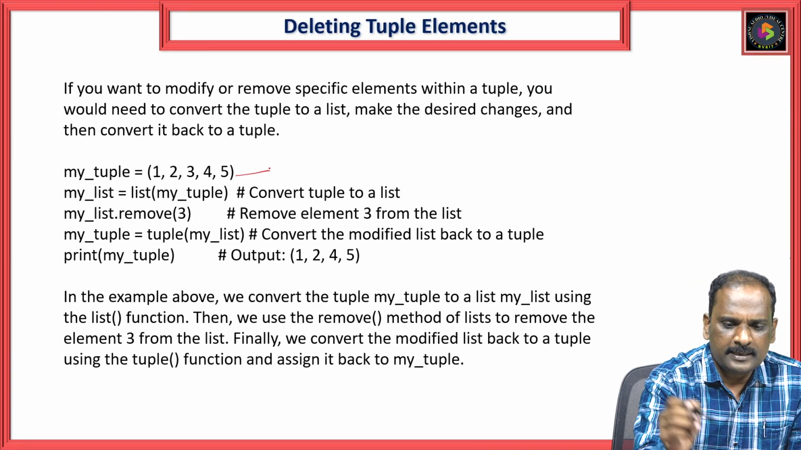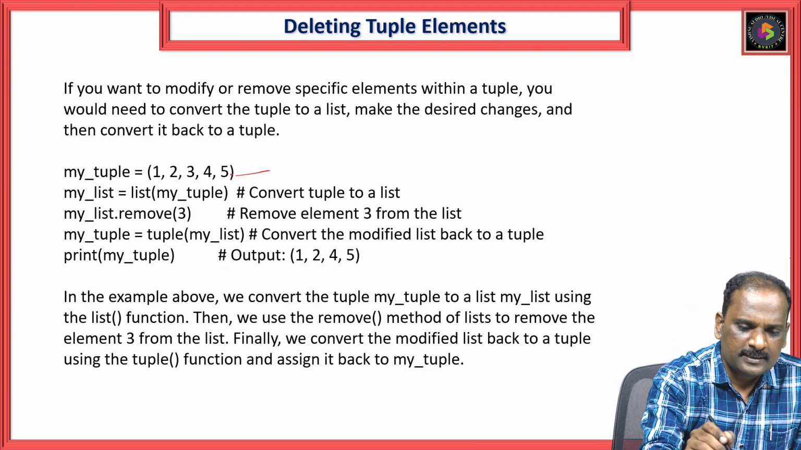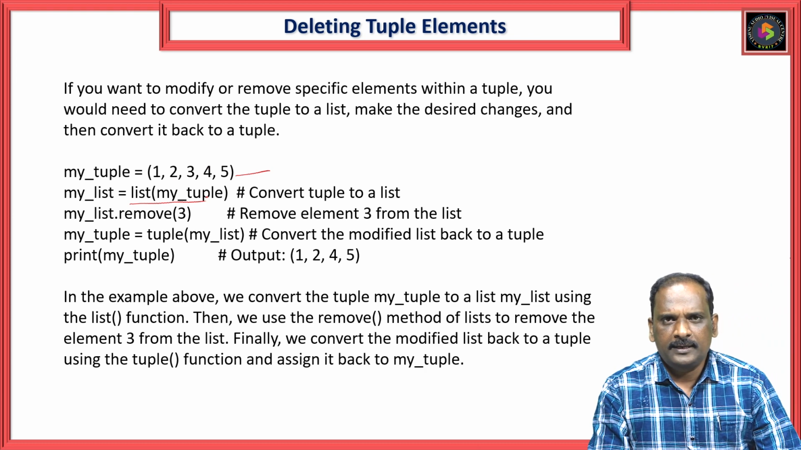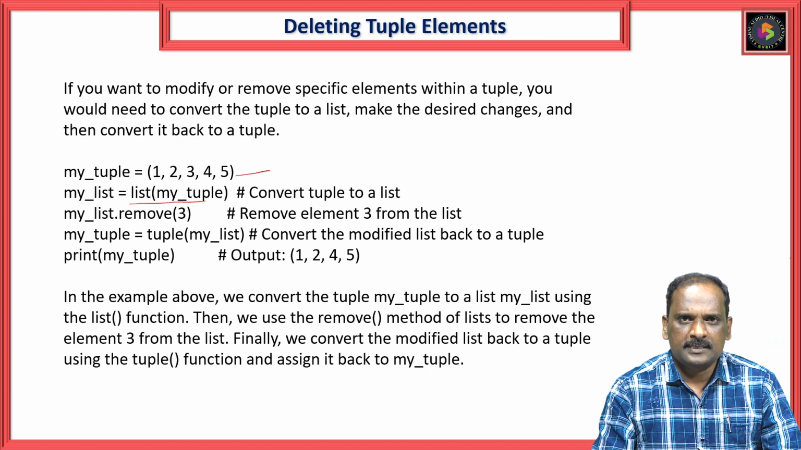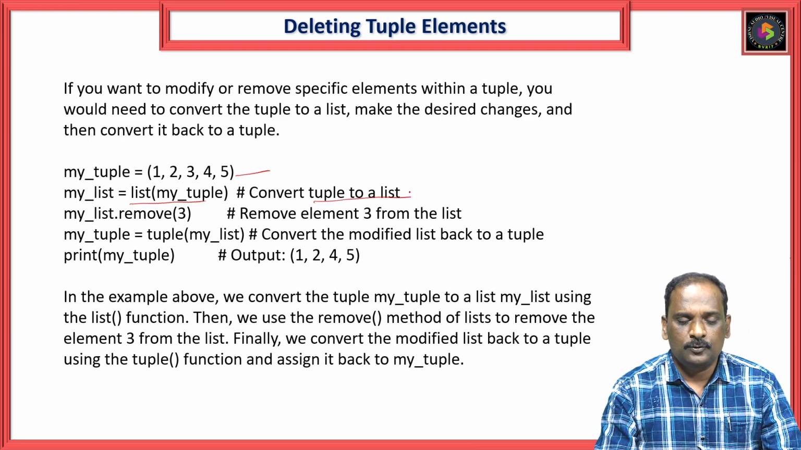So here my tuple is containing 1, 2, 3, 4, 5. First I need to convert this tuple into a list. Why do I need to convert this tuple into a list? Because a list is mutable. That means we can change the elements of the list. So that's why we need to convert the tuple into a list first. So converting a tuple into a list, now you can remove the element.